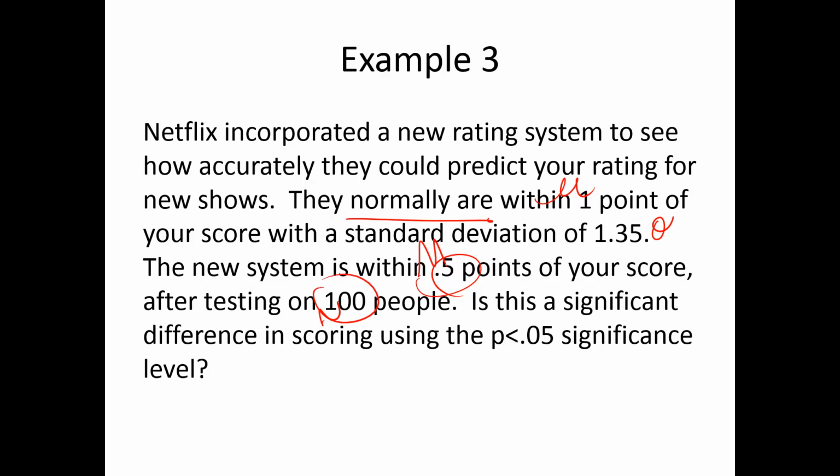Is there a difference in these scores? We're going to use p less than 0.05. We didn't predict a direction. We really want the scores to go down because that means they were getting closer and closer to your score. But we didn't predict a direction. Maybe the scores are getting further away, and that would be bad.